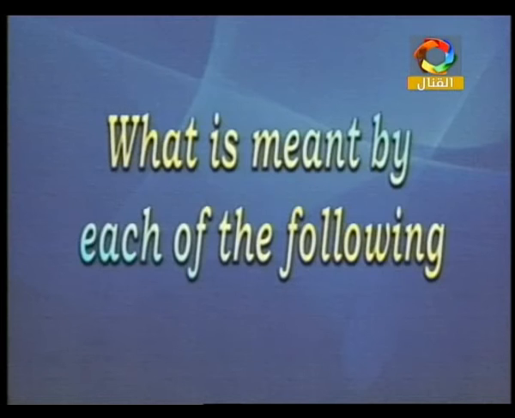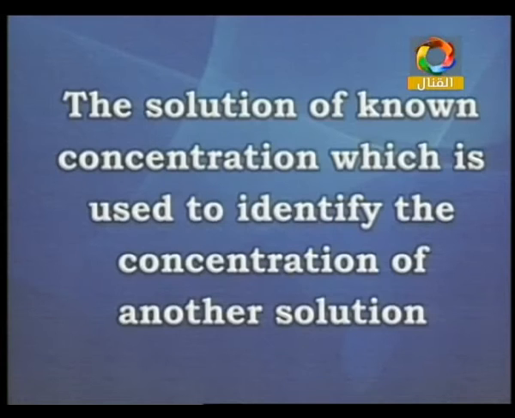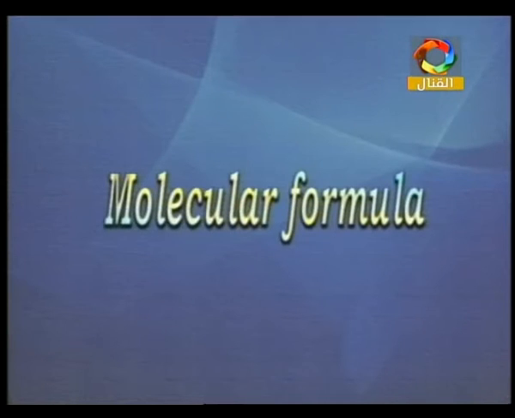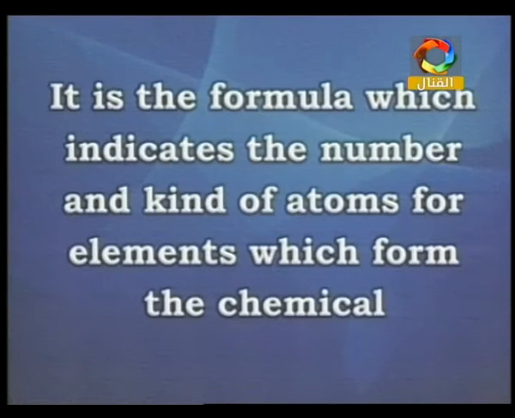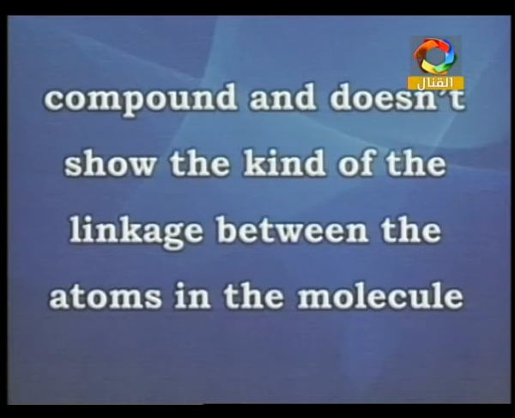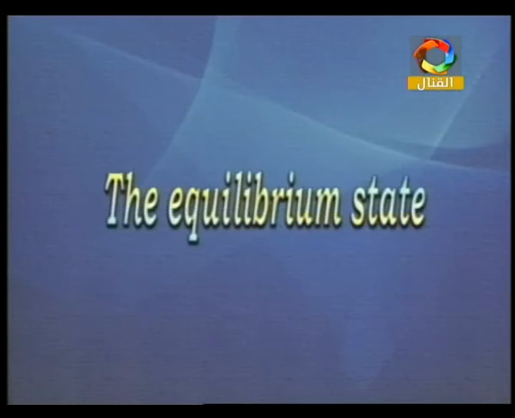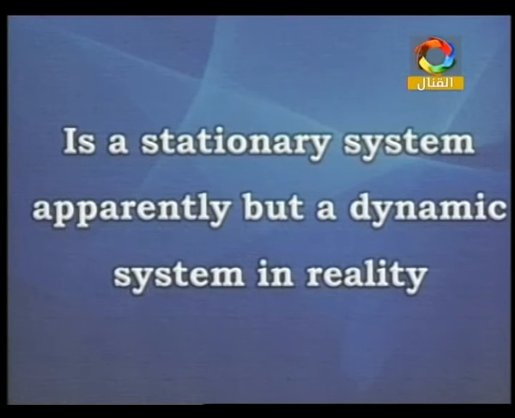What is meant by each of the following? The standard solution. It is a solution of known concentration which is used to identify the concentration of another solution. Molecular formula. It is the formula which indicates the number and the kind of atoms for elements in which the chemical compound is formed, and doesn't show the kind of the linkage between atoms in the molecule. The equilibrium state. It is a stationary system apparently, but dynamic system in reality.